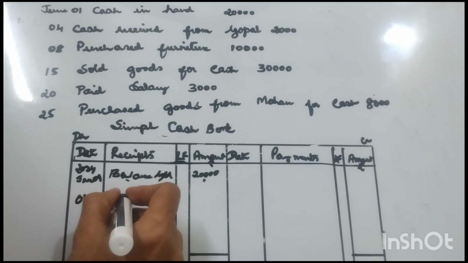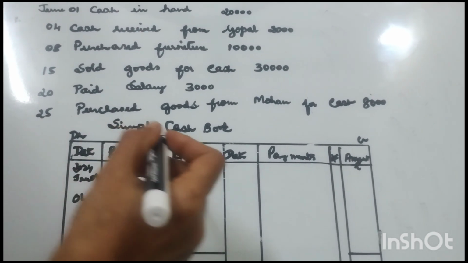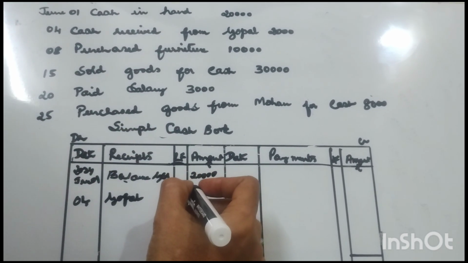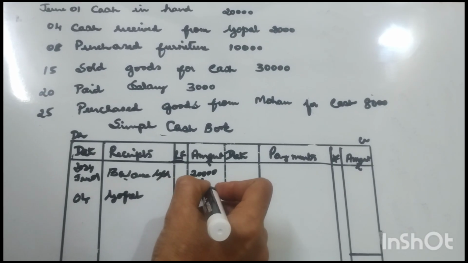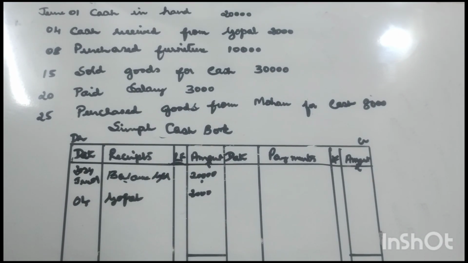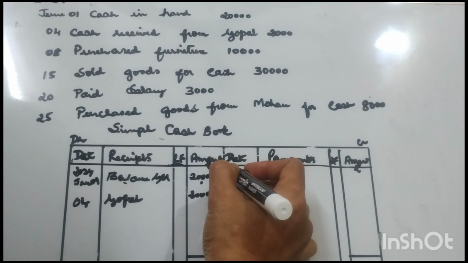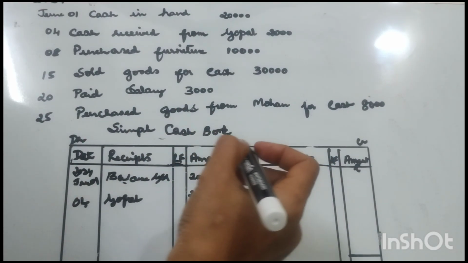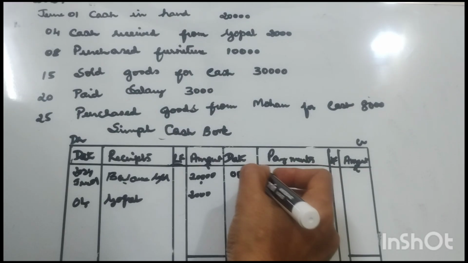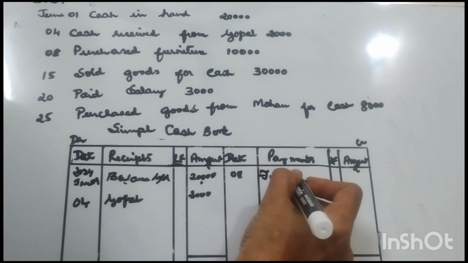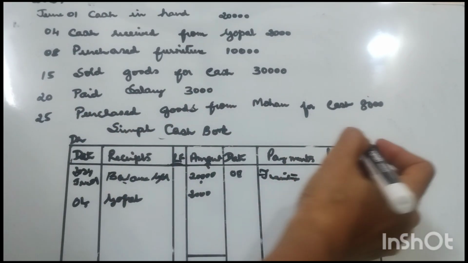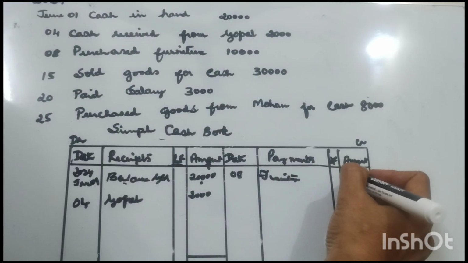Gopal, as I said, may be the customer. So the firm has received cash worth rupees 2000. It has to be debited. Junaid purchased furniture. For purchasing furniture, the firm has made the payment. So furniture account has to be credited worth rupees 10,000.